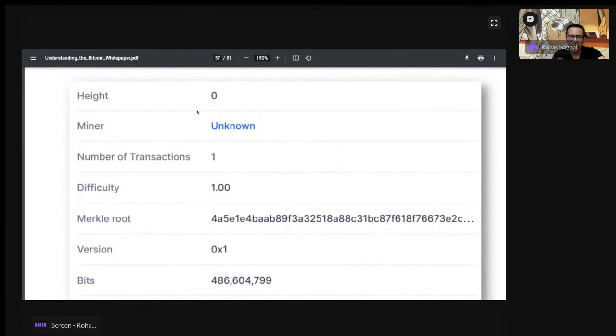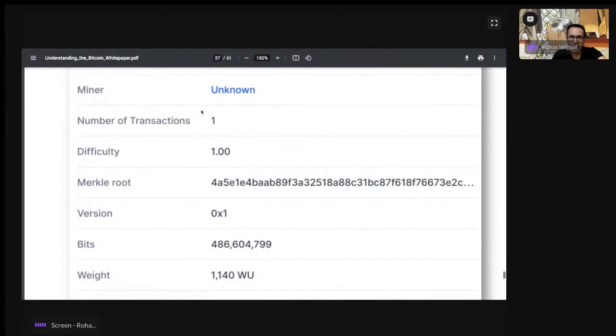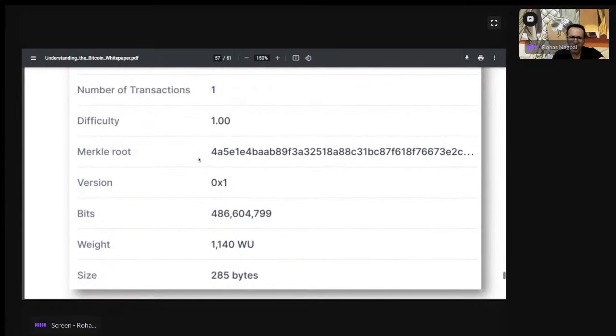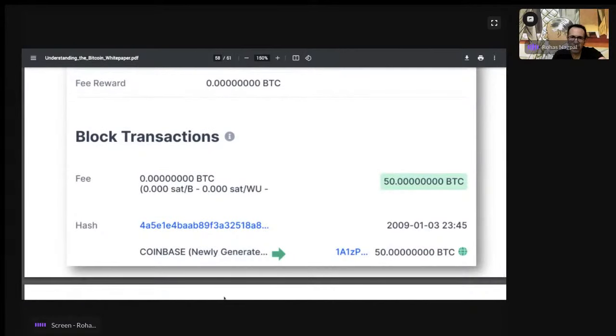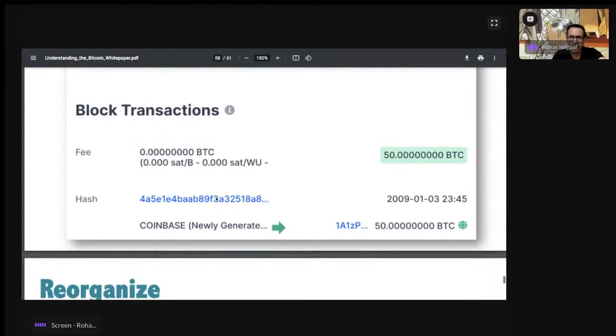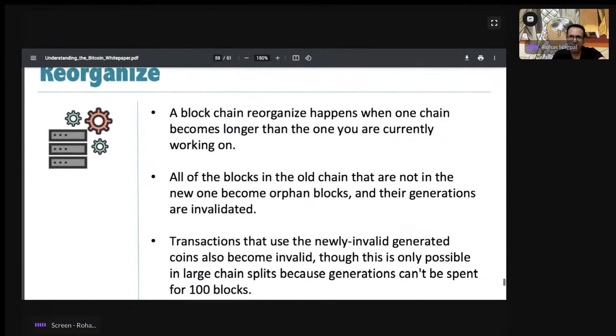0 is the height because it was the first ever block. Number of transactions was 1, the Coinbase transaction. Merkle root, everything else is the same. Right? And this is the transaction in it. So we can see what the addresses were. It's as simple as that.